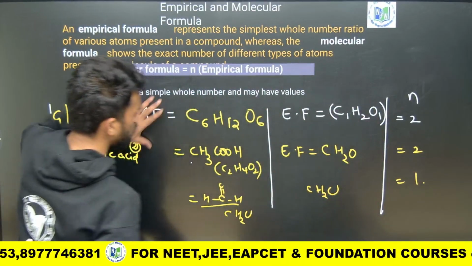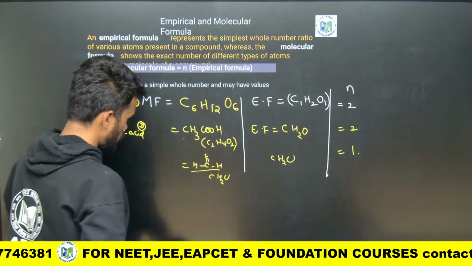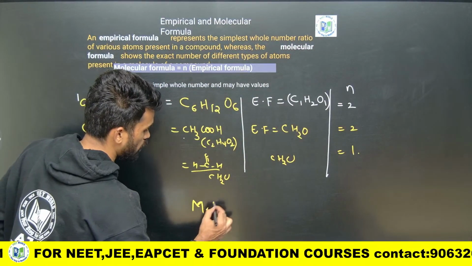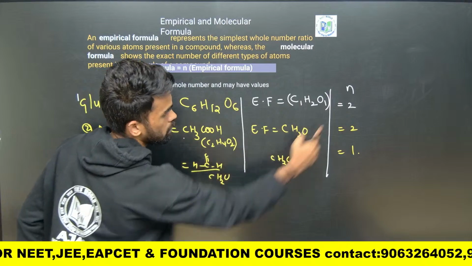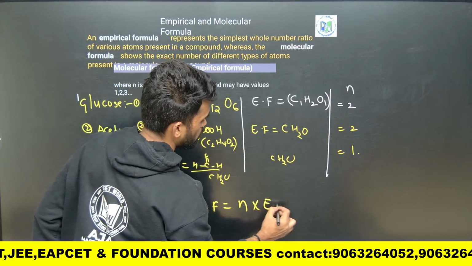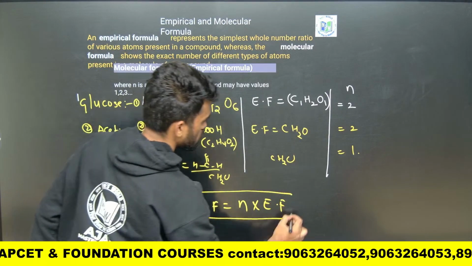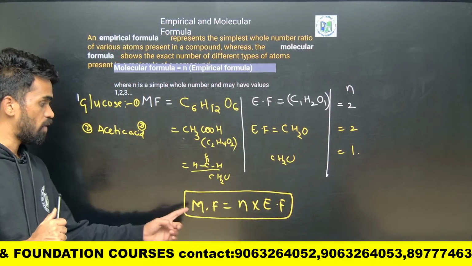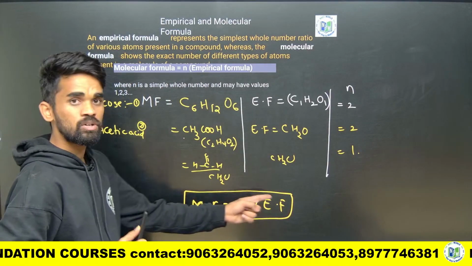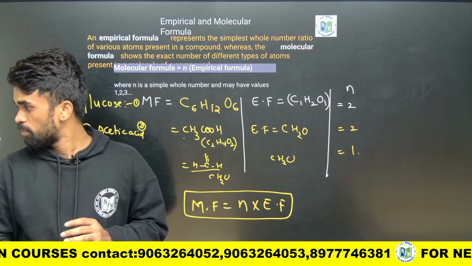Okay, so now we can conclude that molecular formula will be equal to a whole number n into the empirical formula. Okay, this is what we will get here. Molecular formula equals n into empirical formula. Okay, hope it is clear.